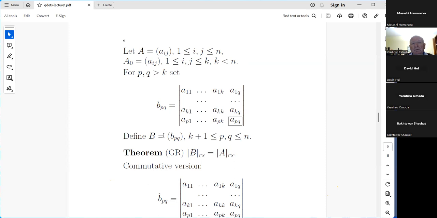Okay, so for any p and q which are greater than k, this element a_pq is not in the matrix A naught, but I can now construct a k plus one by k plus one matrix. Basically it consists of my matrix A naught, then I add the element a_pq, and then the column above a_pq, which is on the same level as the matrix A naught, and the same with the row. So again, I have a k plus one by k plus one matrix.